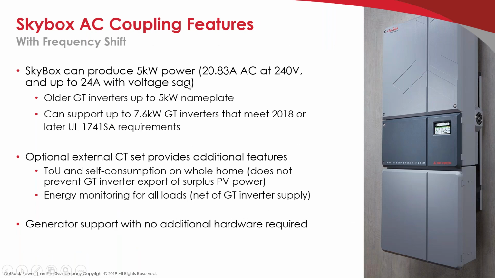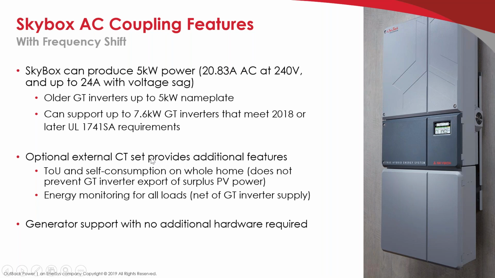Okay, so Skybox AC coupling can produce 5 kW power. It's compatible with older GT inverters, like the IEEE 1547, the UL 1741 non-SA inverters, up to 5 kW nameplate, or up to 7.6 kW grid tie inverters that meet the 2018 or later UL 1741 SA requirement. That's when we use that frequency-watt technique. As we increase our frequency, we can curtail it, because if you try to put more than 5 kW through the inverter, it is going to error out on an overload. But we've done some testing with this. As long as we can curtail that inverter when it starts approaching 5 kW, then we're fine. And usually a 7.6 kW inverter is rarely working that high anyway. So you can connect it, but it will curtail above 5 kW.